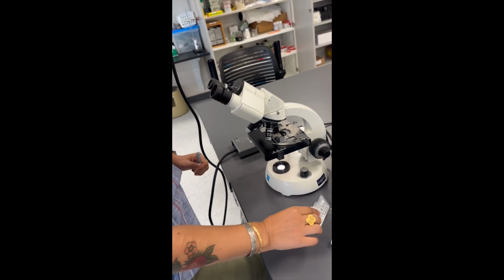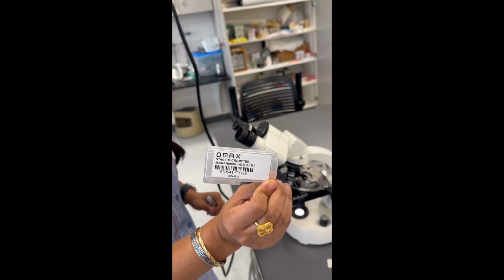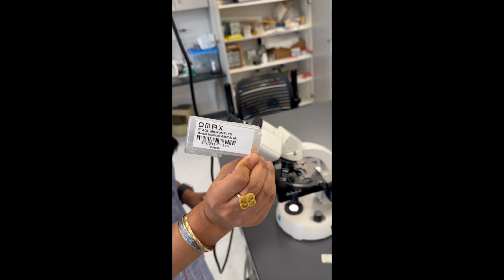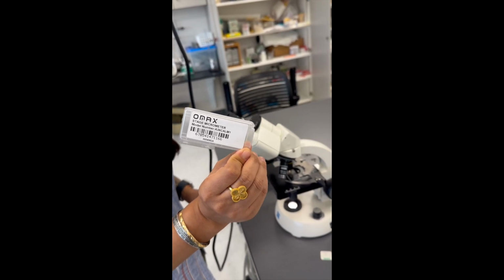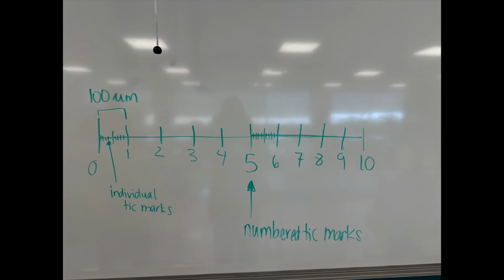So we have these really handy dandy stage micrometers that are calibrated to 0.01 millimeters per individual tick mark. Okay, what we mean by individual tick marks is the smallest mark between the really large numbers. So we have individual tick marks that we'll be referring to, and then numbered tick marks that we'll be referring to. The numbered tick marks are the largest tick marks.